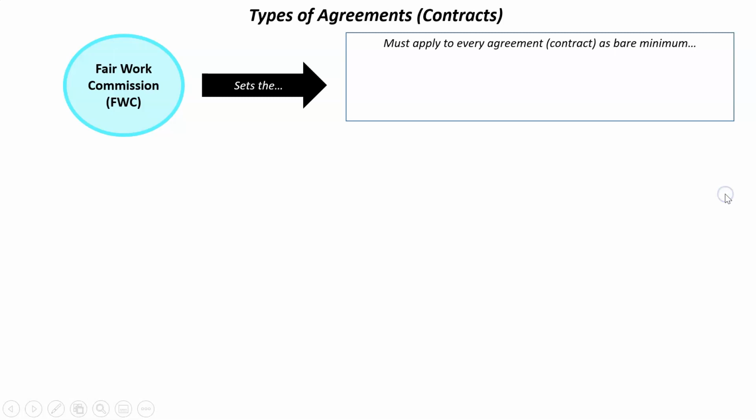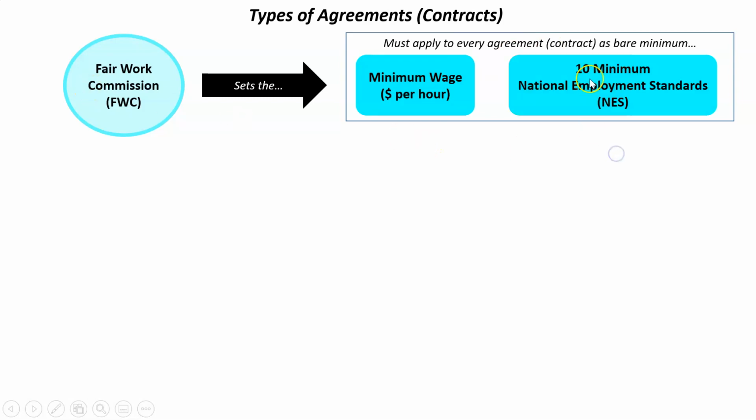So basically the way the system works is we've got the Fair Work Commission or the government at the top. They set every agreement or contract as a bare minimum must have the minimum wage, which they set, and the 10 minimum national employment standards, the NES. Make sure you know those. So any contract has got to have those as a starting point.